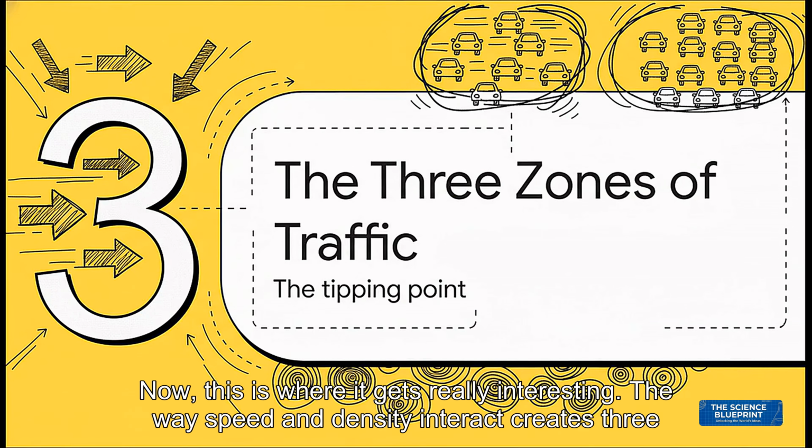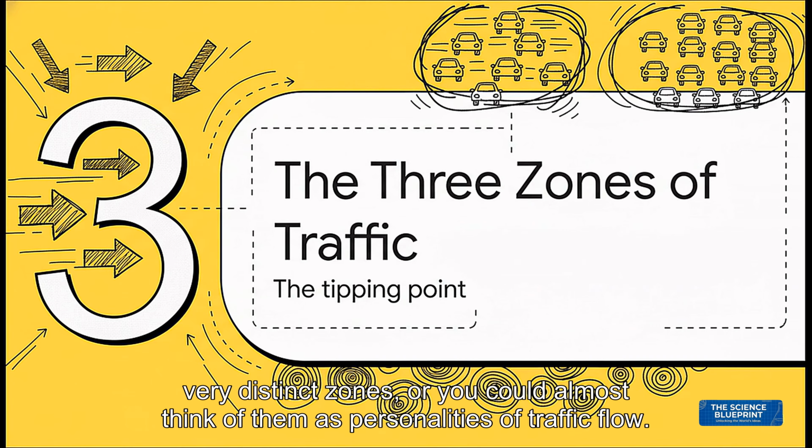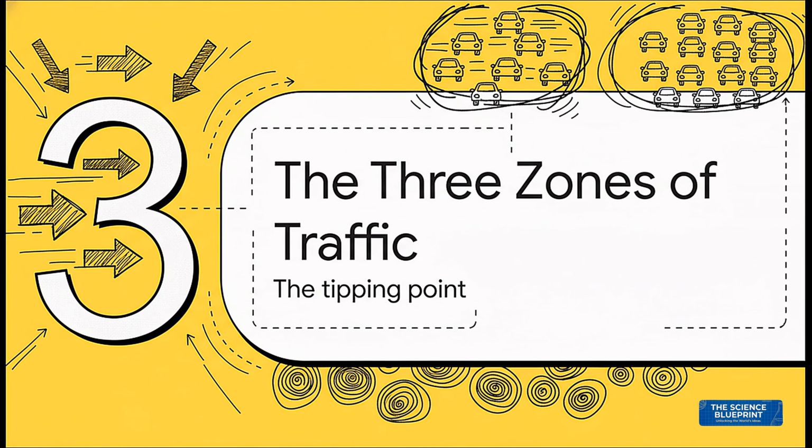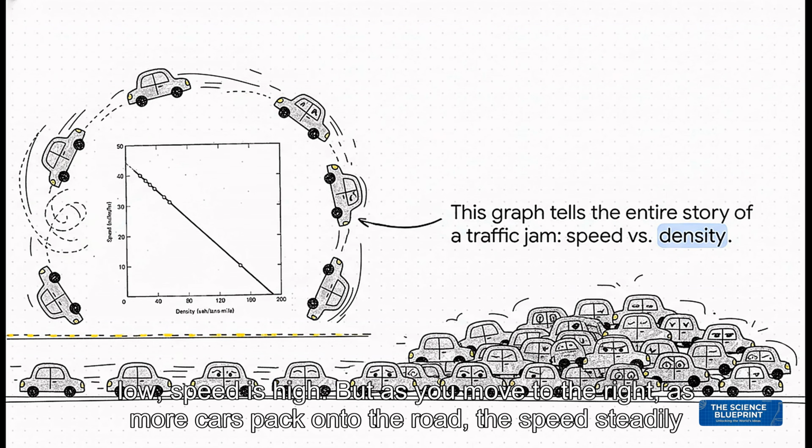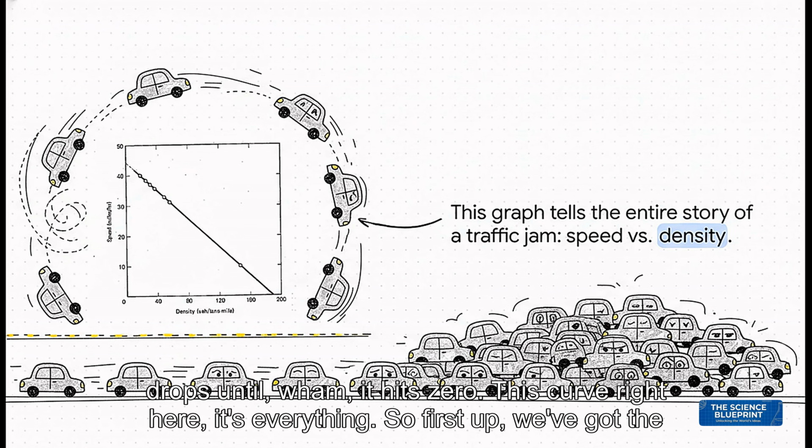Now, this is where it gets really interesting. The way speed and density interact creates three very distinct zones, or you could almost think of them as personalities of traffic flow. In this graph, it illustrates that relationship perfectly. See, over on the left, when density is low, speed is high. But as you move to the right, as more cars pack onto the road, the speed steadily drops until, wham, it hits zero. This curve right here, it's everything.